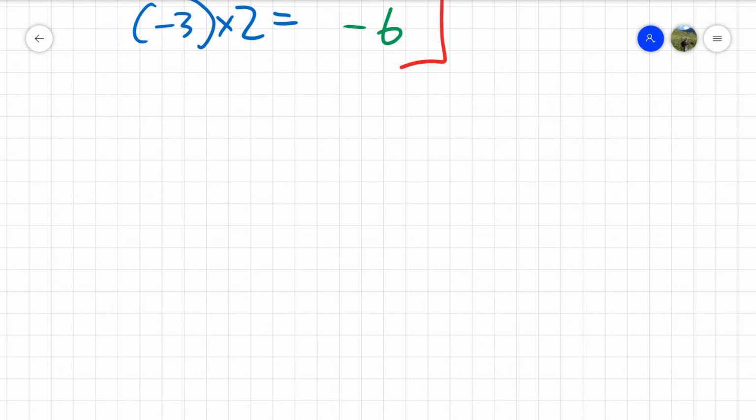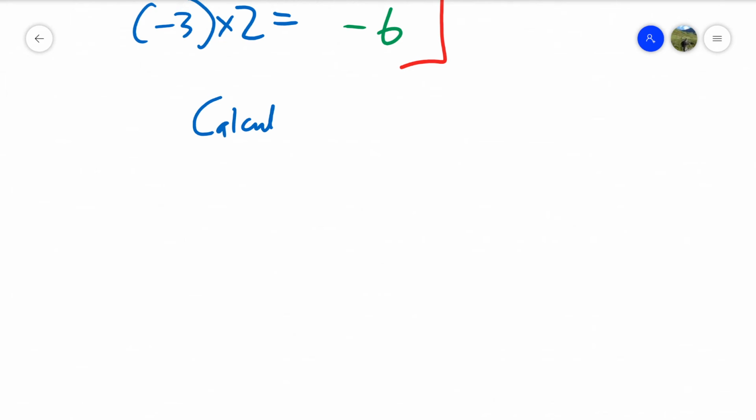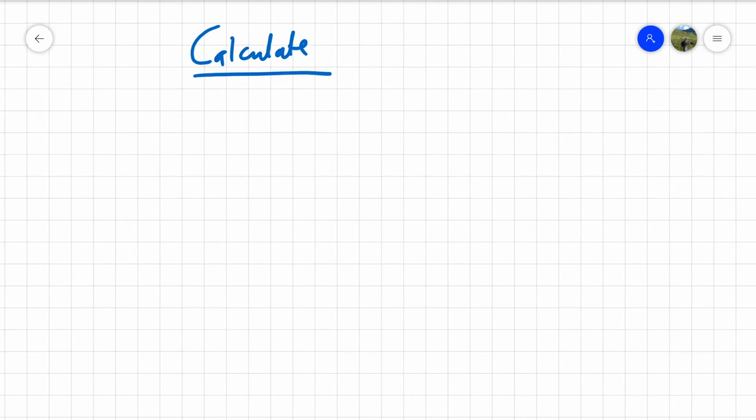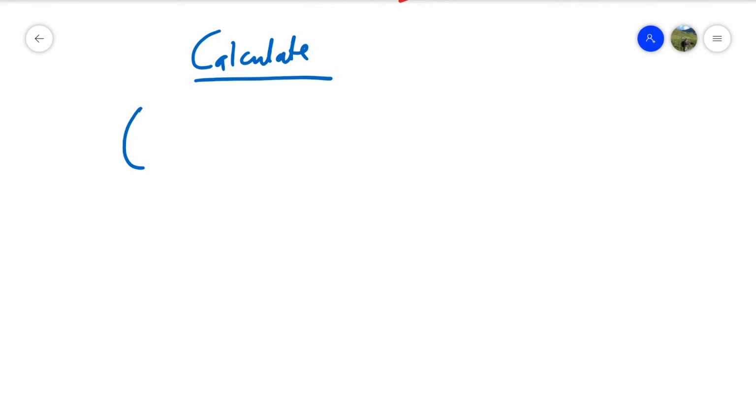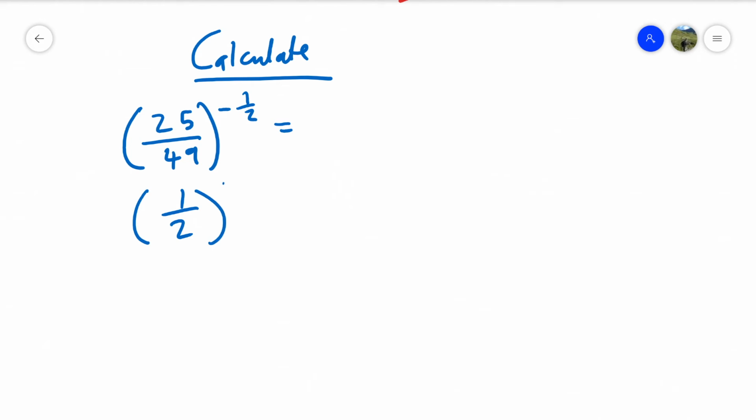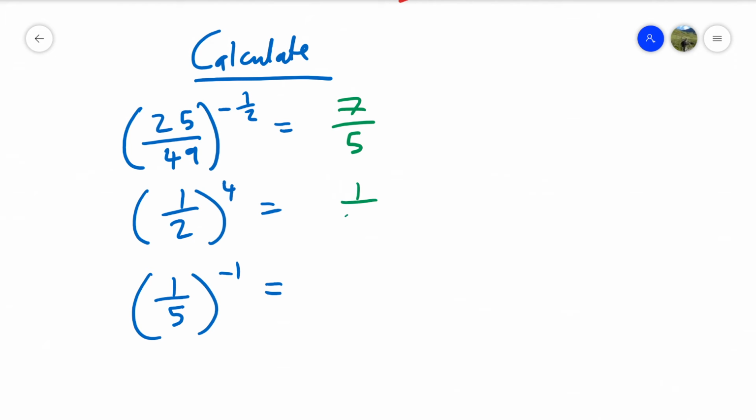Let's do the next question. It's another calculate. This time there's 3 of them, so I'm going to write them out. Have a go in your own time. And the answers are... jump to the next question if you're happy. Otherwise, let's look at some explanations.